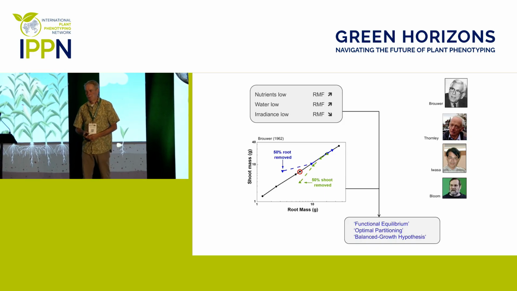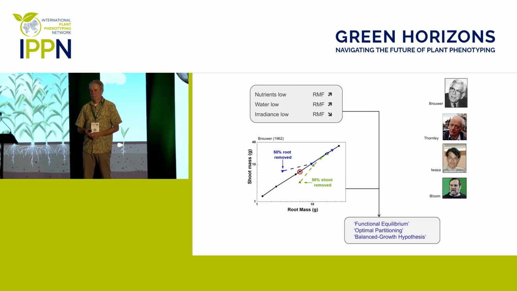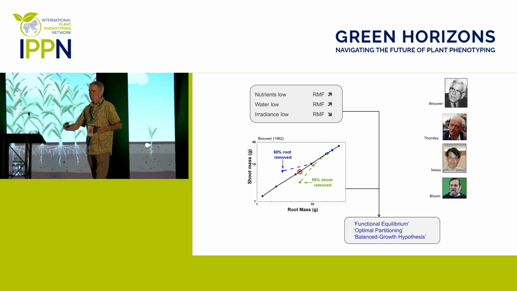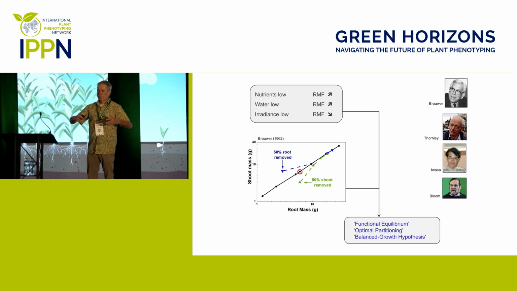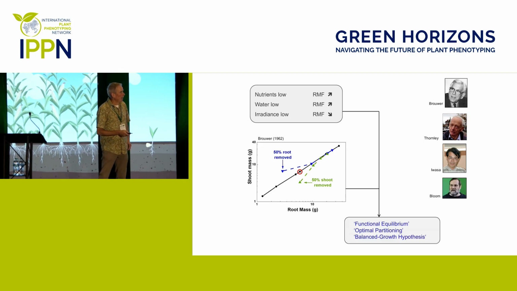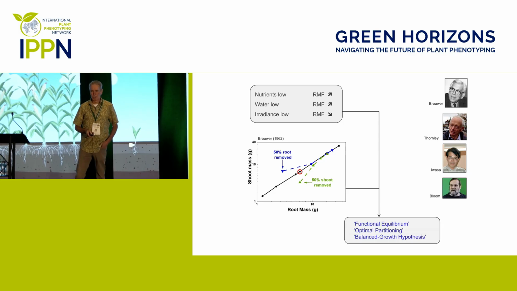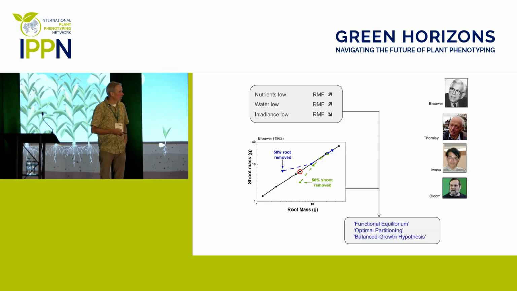And the same is when you give less water to the plants: they will allocate more to the roots. Whereas if you give a low light level to the plants, then there will be less biomass allocated to the roots and more to the leaves, right? That is very clear.